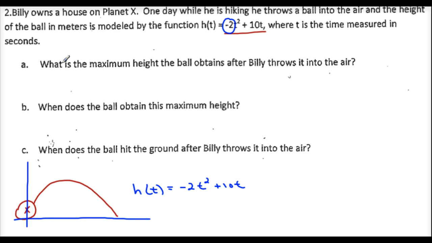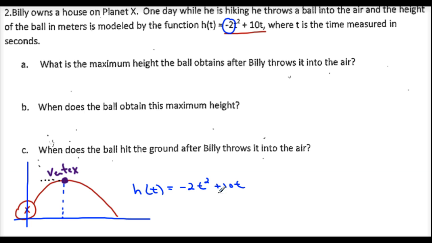Here we go. So we have h of t equals negative 2t squared plus 10t. First question. What is the maximum height the ball obtains after Billy throws it into the air? What are we looking for? Maximum height. I'm looking for the vertex again. That's the maximum height. Now, of the vertex, this question is asking for the x value or the y value? What part of the vertex do we want? The y value. All right, so let's find that y value.